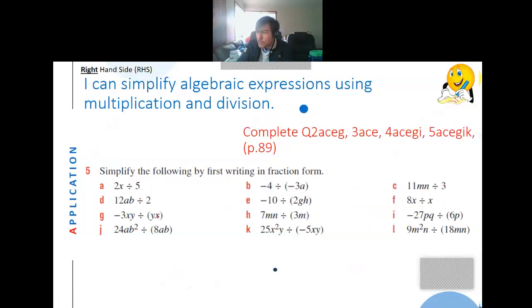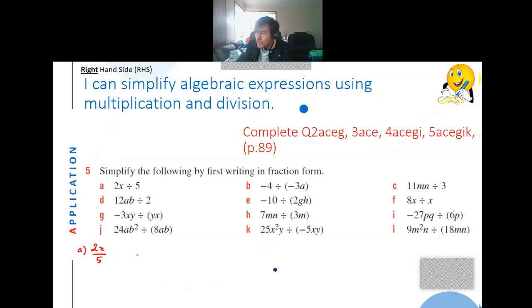And finally, we got question 5 here. With question 5, what you need to do first is, the question says there, first writing in fraction form. So we got 2x divided by 5. Well, that is the same as 2x over 5. Okay, so remember, division can be written as a fraction. Now, is there any number that goes into 2 and 5? No, there's no number that can go into both 2 and 5. Okay, so that's going to be our answer, just that.